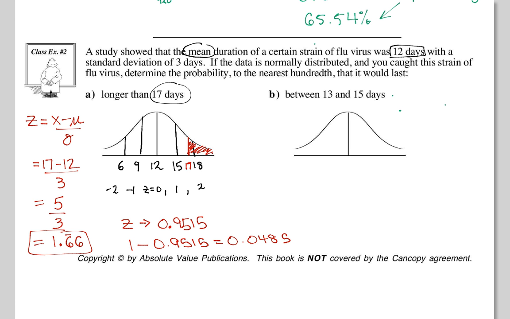Okay, so let's do 13 and 15. And I'm just going to use the same one here. So this is roughly where 13 is, right? So if I found 15, it would give me all this, correct? If I found 13. 15's over here somewhere, right? So if I found 15 on my chart, it would give me all this, right? So how do I get just the in-between?